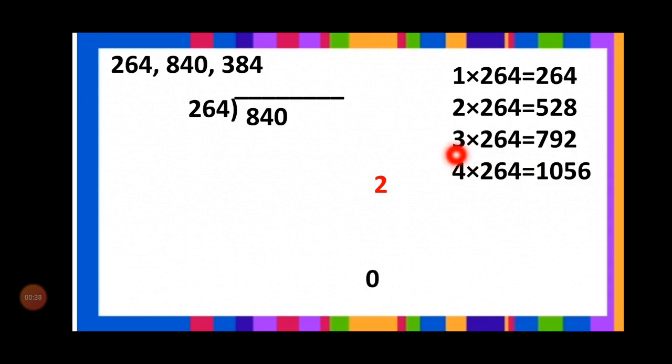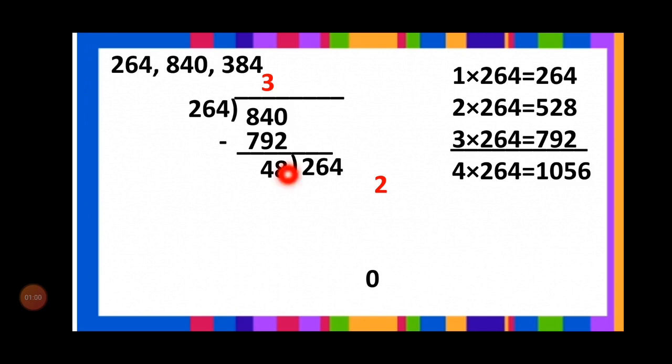Which one? The third one, so 3 times. Write 3 at the top and write 792 at the bottom. Then subtract the 2 values. You will get 48, and that is the remainder. That remainder is used as a divisor, and the first divisor is used as a dividend. So you have to bring 264 inside.